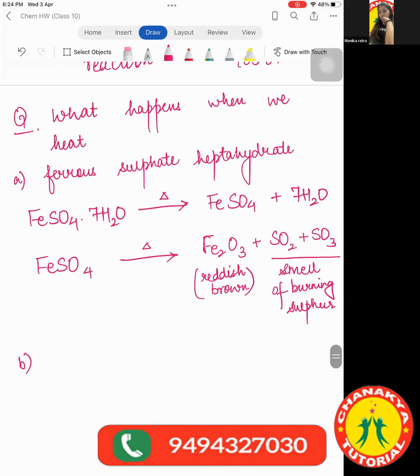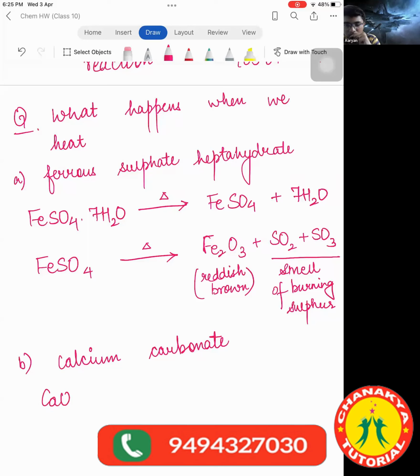B part. What happens when we heat calcium carbonate, Aryan? Ma'am, calcium oxide is formed. Well, first of all, what is the formula of calcium carbonate? CaCO3. Yes. On heating, CaCO3 gives CaO and CO2, carbon dioxide. Abhinav, how will you tell that carbon dioxide gas is released?